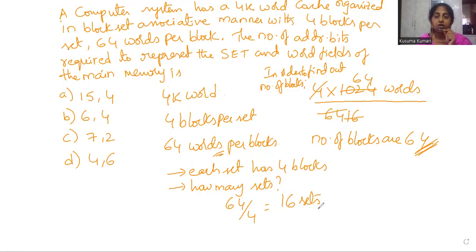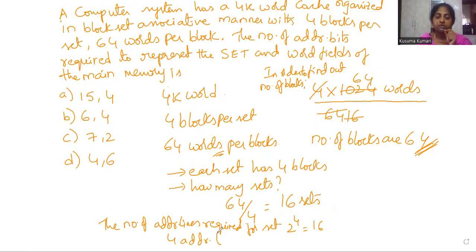16 sets means how many address lines are required to represent 16 sets? The number of address lines required for identifying the set: 16 sets, that means 2 power 4 equals 16. That means 4 address lines are required.